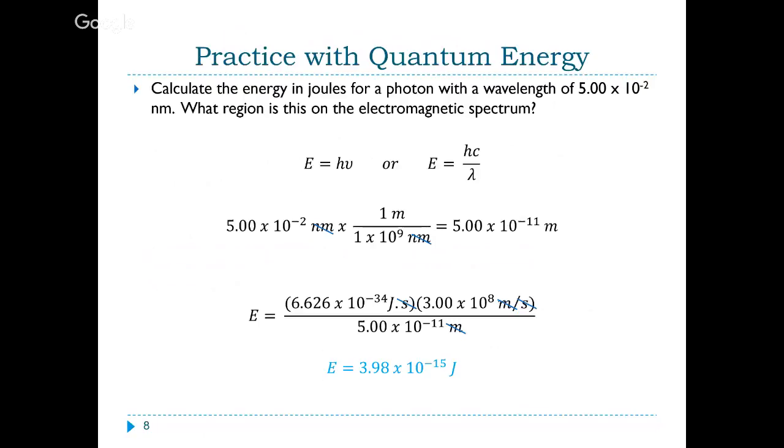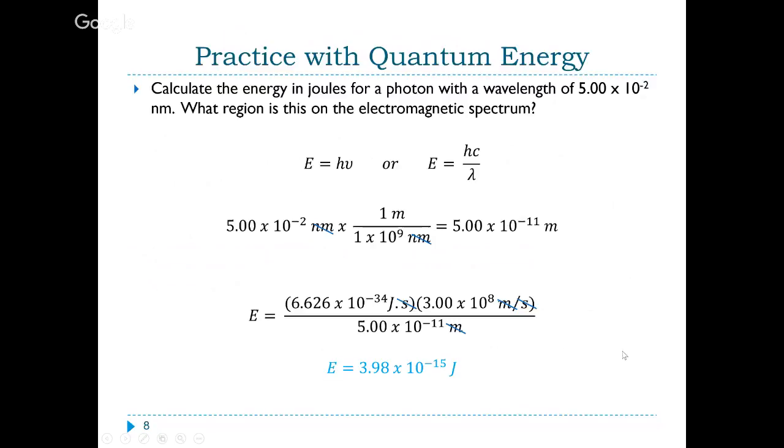So how much energy in joules does a photon with a wavelength of 5.00 times 10 to the negative 2 nanometers have? How much energy does this give us? And a photon is simply a particular unit of light, a little packet of light. We'll talk more about that with the photoelectric effect. And then, what region is this on the electromagnetic spectrum?